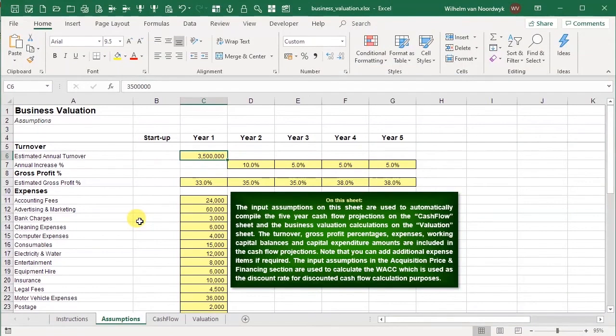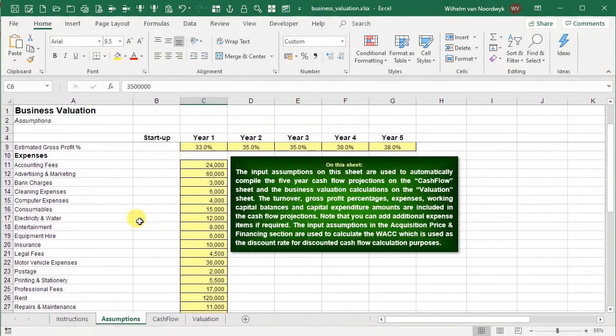So, the first step in doing a business valuation based on the discounted cash flow methodology is to compile a cash flow forecast for this business, and we're using a 5-year period. So, on the assumption sheet, that is where we're starting. You need to enter estimated annual turnover with an annual increase percentage and a gross profit percentage for each year. So if it's a service-based business, you can just enter 100%.